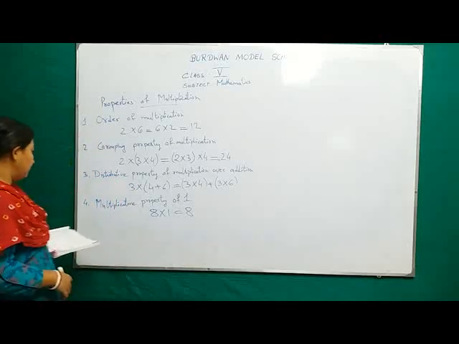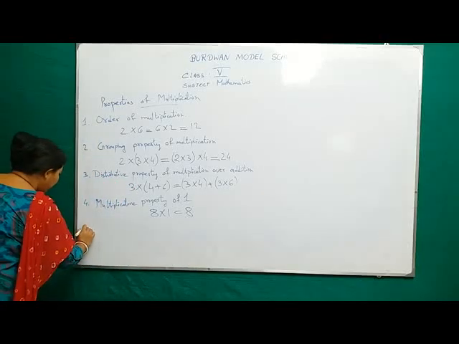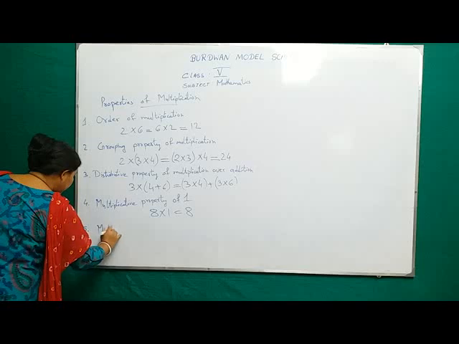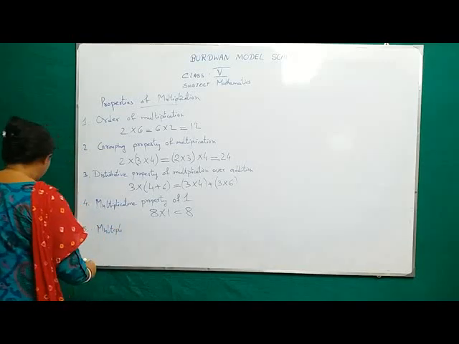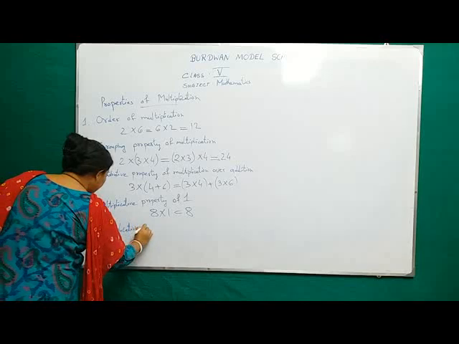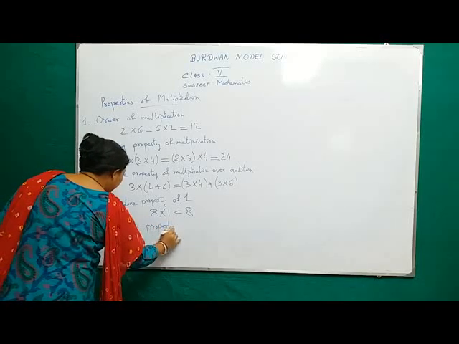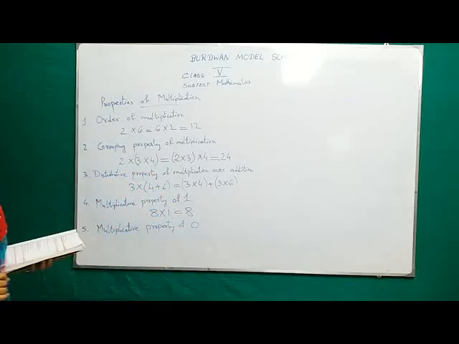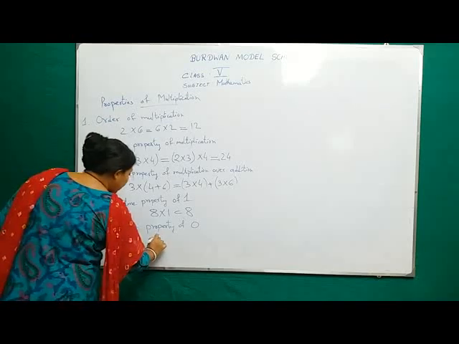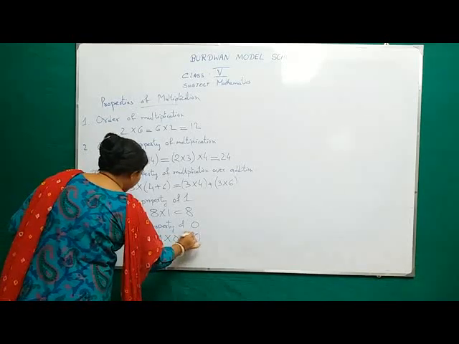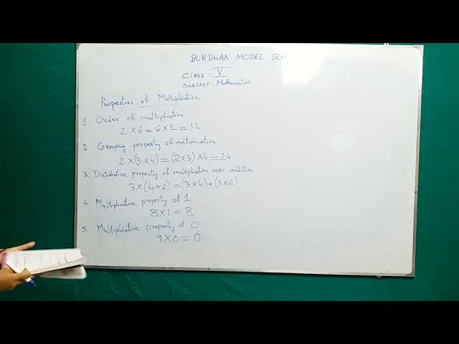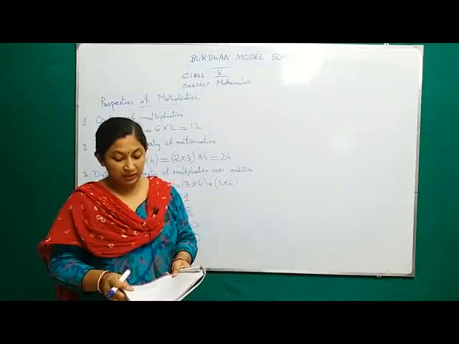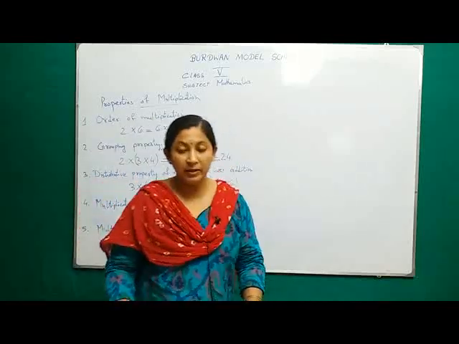Clear? Now the fifth one, the last property of multiplication, is the multiplicative property of 0. As you know, any number multiplied with 0 gives the answer 0. Whether the number is big or small, whatever number you take, when you multiply it by 0, it will be 0. Clear?